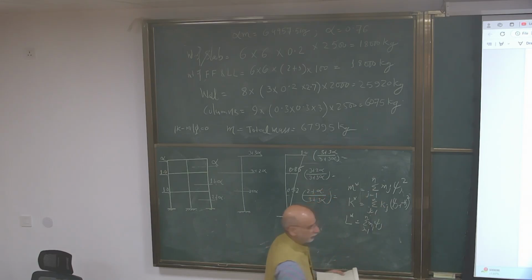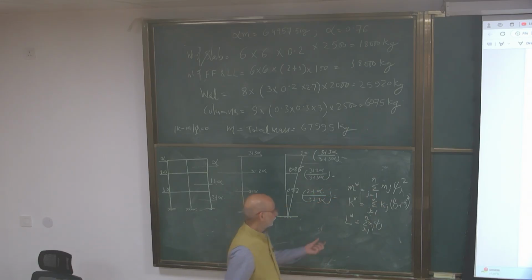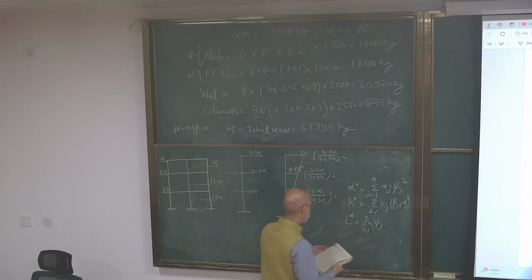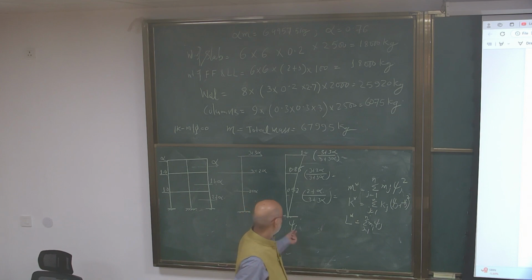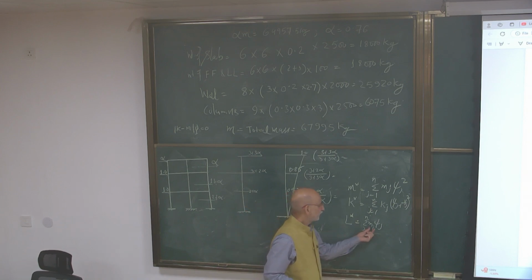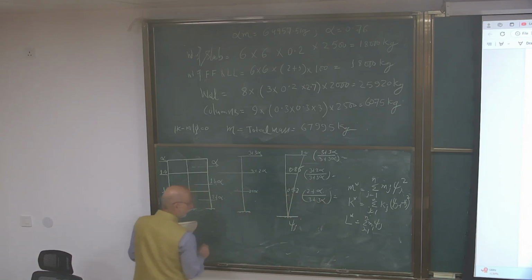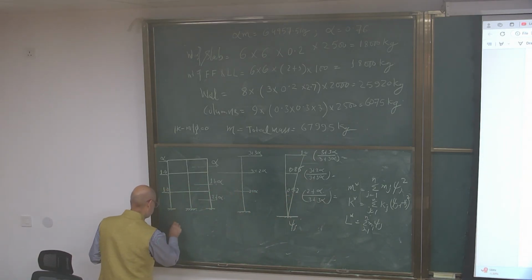This is a very simple way of handling it. So these are equations. This is a psi vector, that is deformations. Okay? So this you can do very quickly. So if I do it for you, this is the mass participation.